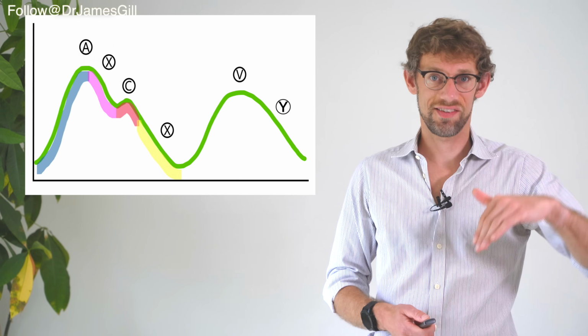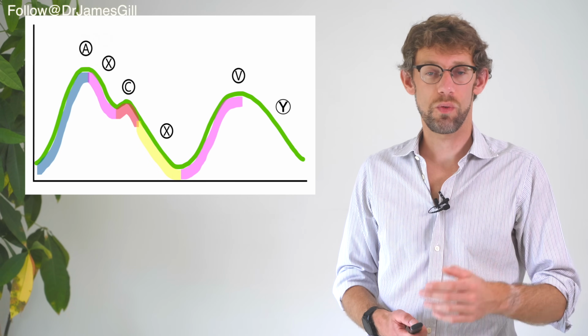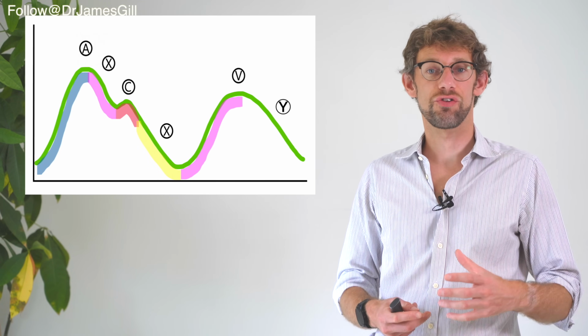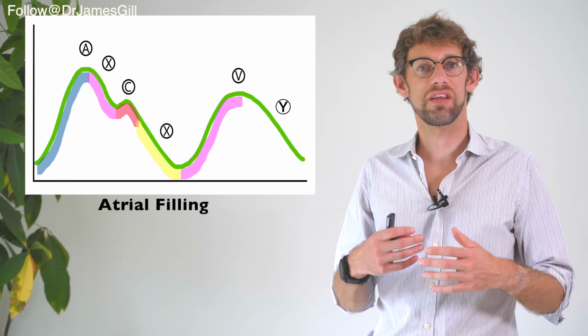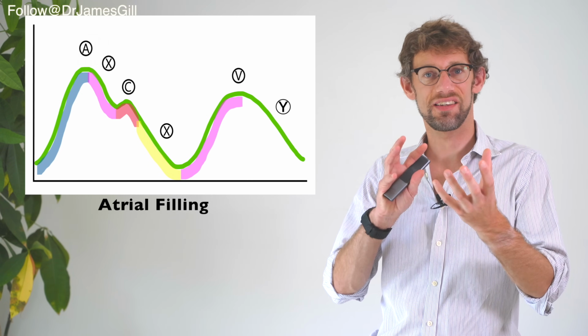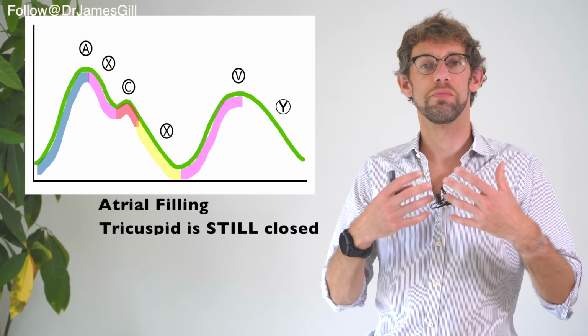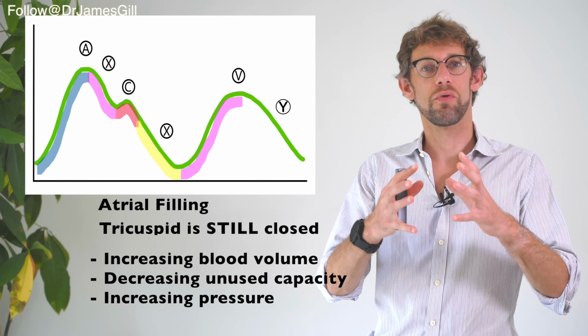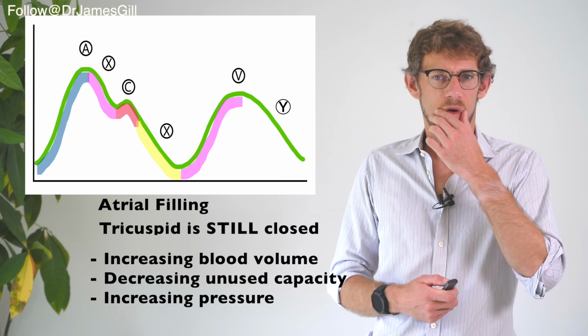After the X descent, we have a new wave going upwards. This is the V wave, and that occurs as the atria now starts to fill with blood, and that blood is coming into the atria against the closed tricuspid valve. Thus, the more blood going into the atria, the more the atria will swell, giving us our rise.